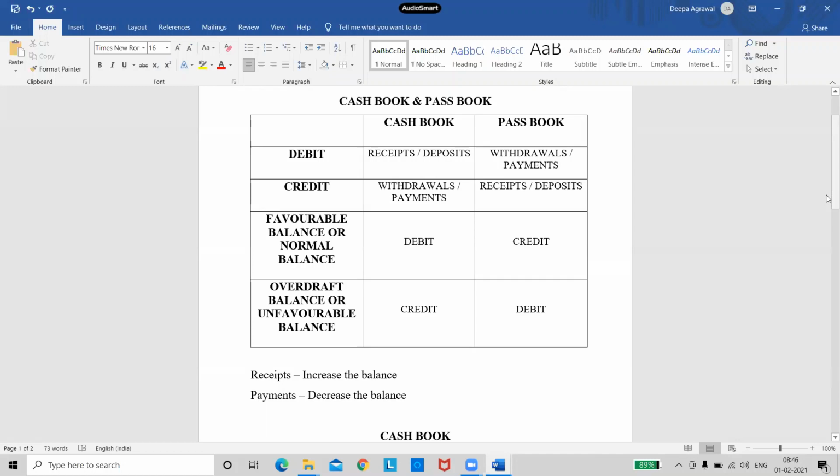So now we perfectly know the rules, right? If there is a receipt entry, either in the cash book or the passbook, it will increase the balance of the book. If there is a payment entry, it will decrease the balance of the book. And we know where receipt is taken, where payment is taken. Because in the question, he is not going to tell us whether it is a receipt or a payment. He will tell us a debit entry in the passbook. So we have to analyze whether this debit entry will increase the balance or decrease it. So we need to be perfect with this table.